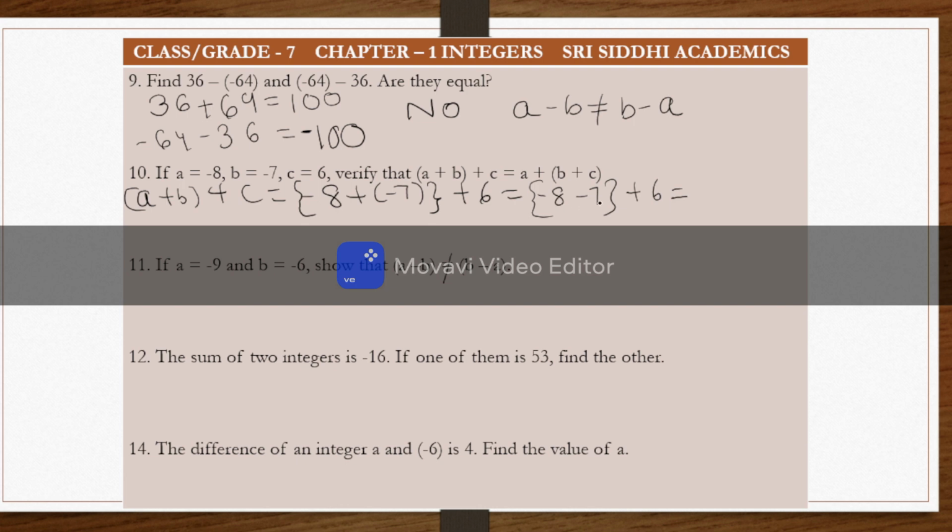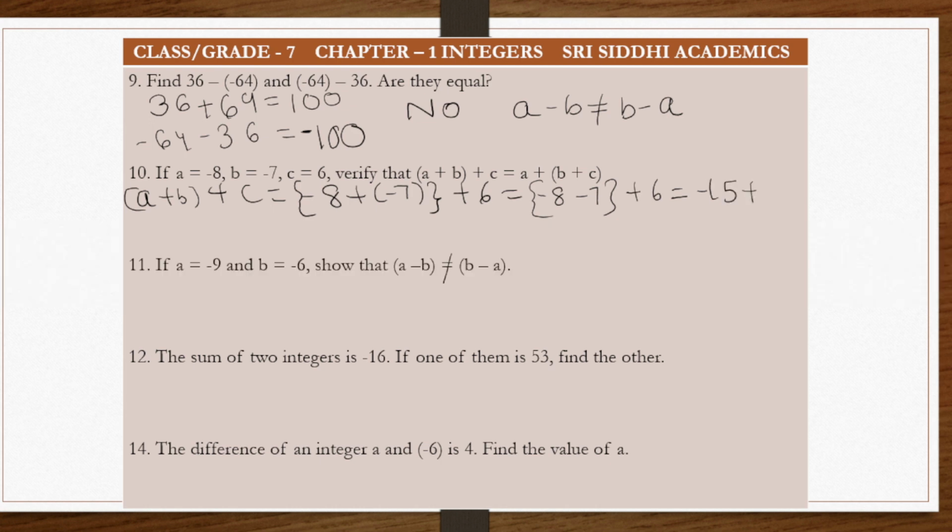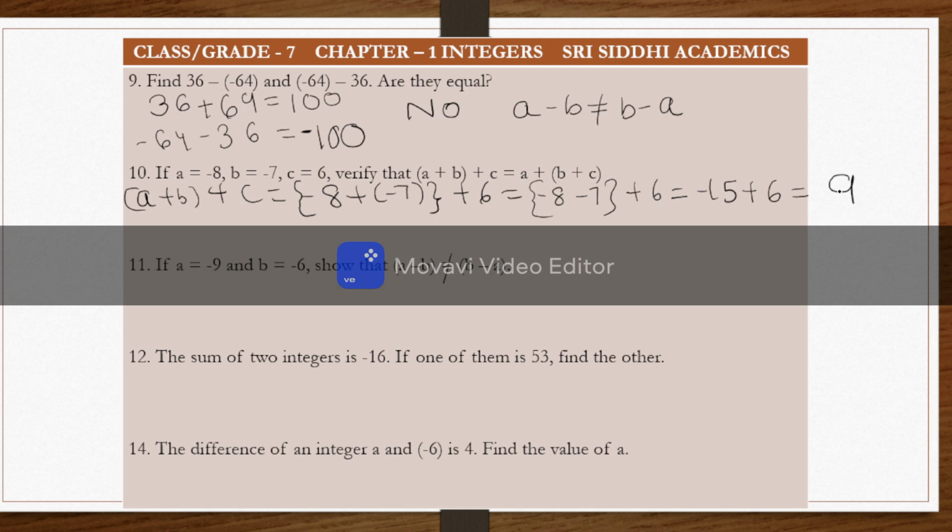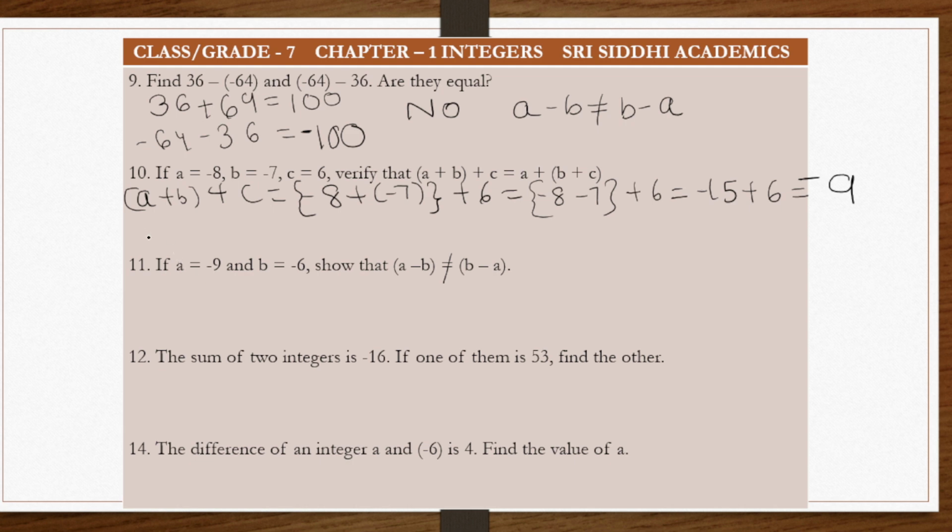So it will be minus 15 if we need to add, because like integers. So it will be minus 15 plus 6, which is minus 9. Why? Because here again minus sign and plus sign, plus 6 minus 15, different signs. So we'll do subtraction. It will be 9 and minus sign will come here. All right. So we have solved question number 10, whose answer is minus 9 for the left hand side.